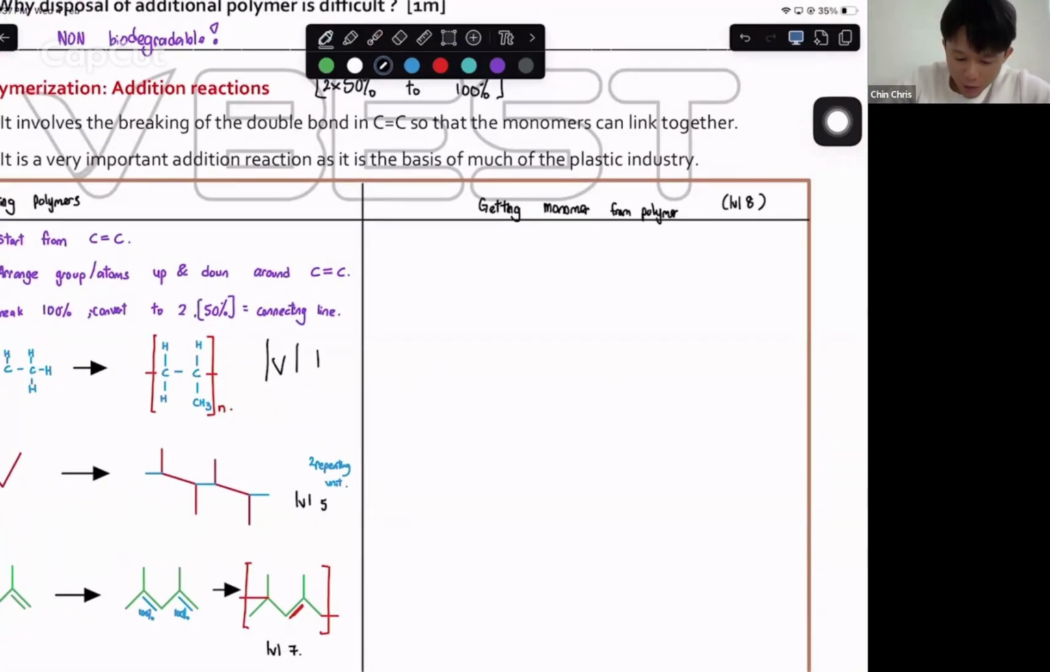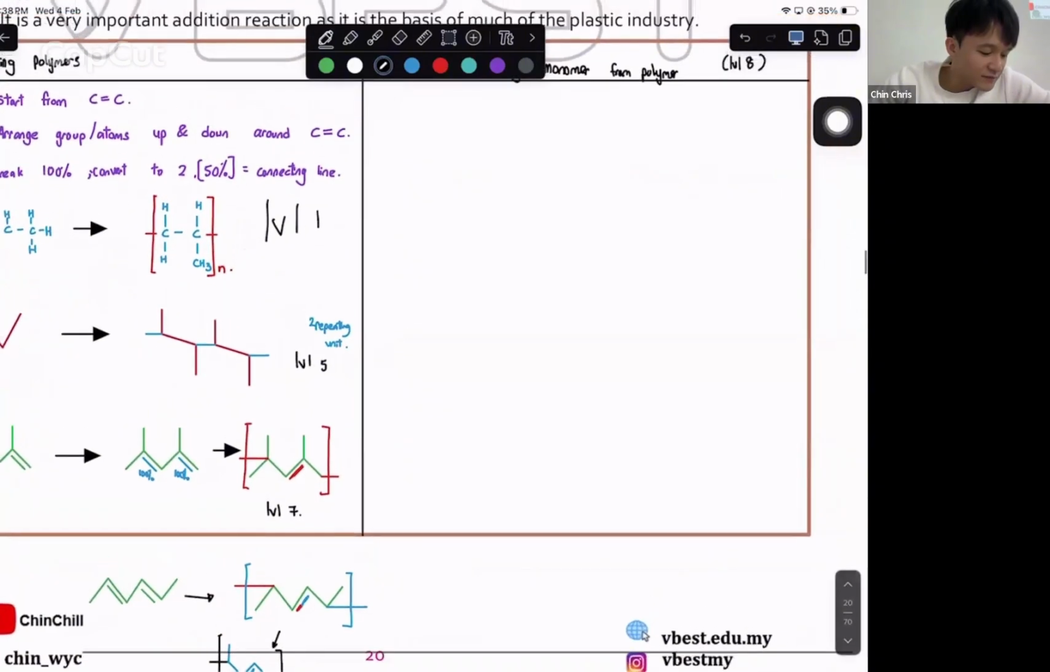Okay, like playing a game like that. Yeah. So if you're stuck in level 1, then GG already lah.